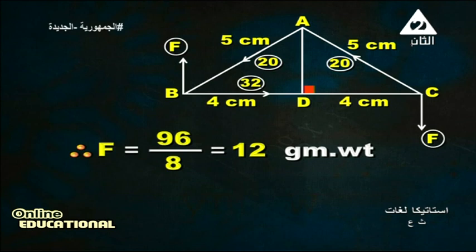And we know that we have another couple, but the force is unknown. What is the value of the force F? We know that F multiplied by 8 must equal 96. Why? Because we have two couples, with moments M1 and M2, and we know that M1 plus M2 must equal 0 in equilibrium. Therefore, F equals 96 over 8, which equals 12 gram weight. This is the value of the force F.